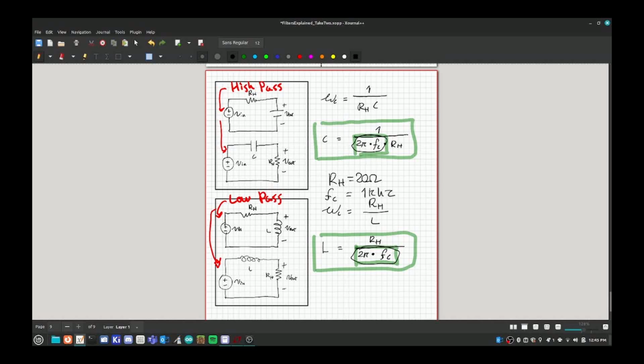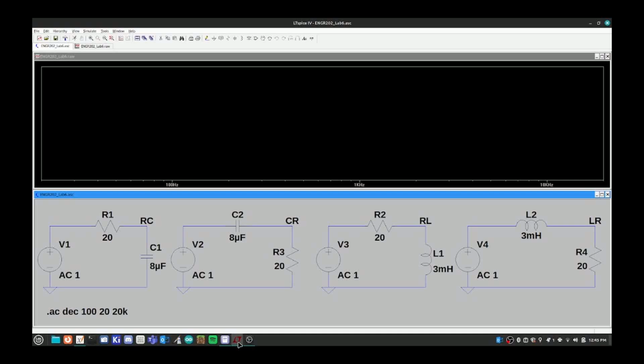Regardless, if we go now to LTSpice, you'll see I have all of these circuits here. I've got the RC circuit here on the left. I've got the CR circuit on the middle left. I've got the RL circuit on the middle right. And then this is the LR circuit on the right. So I think I've already simulated this, but let me just make sure.